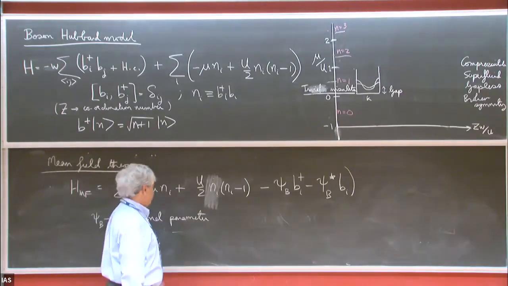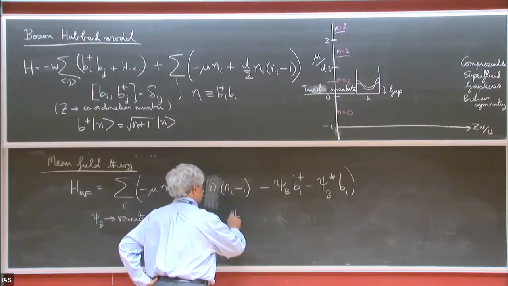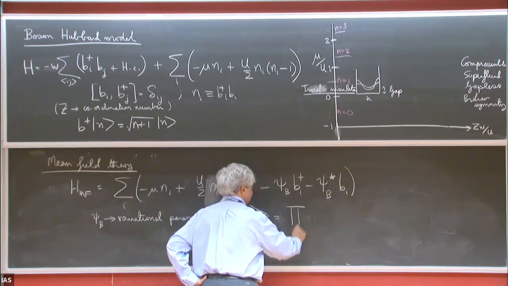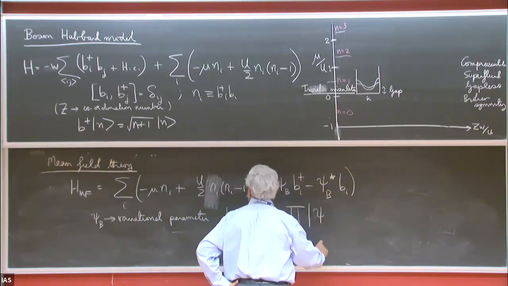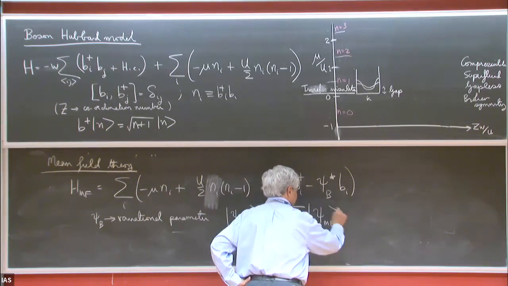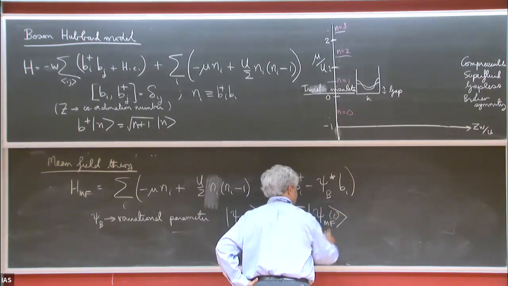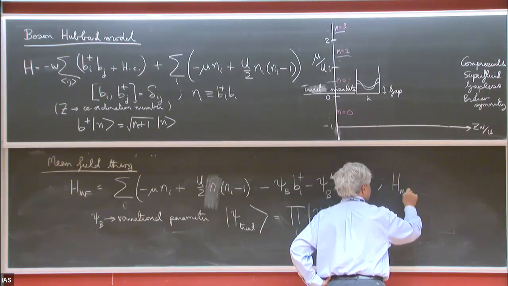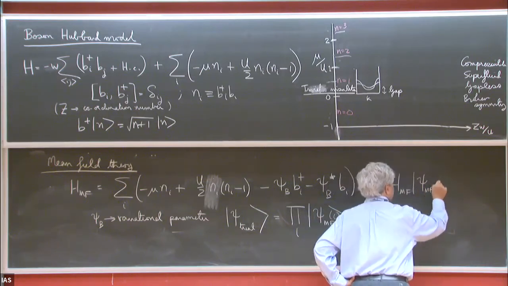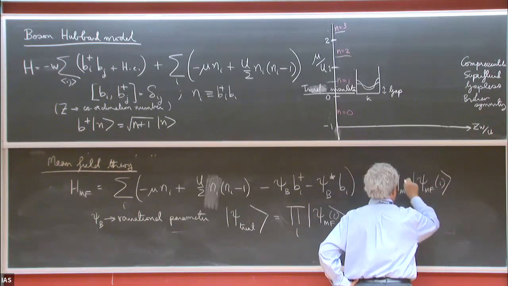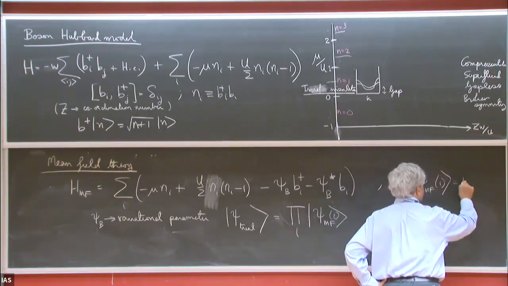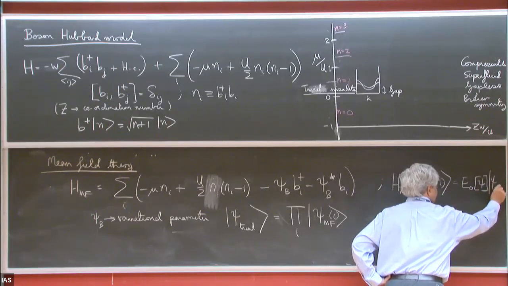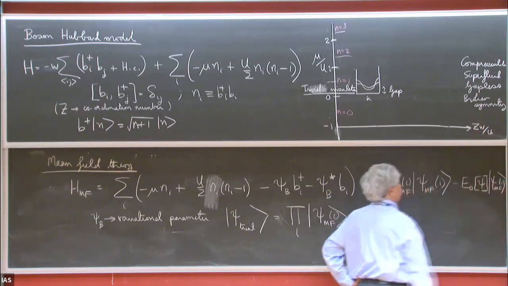Okay, so having got that wave function, our trial wave function will be just the product over sites i of the ground state of the mean field Hamiltonian at site i, with some energy E0, which will be a function of psi.